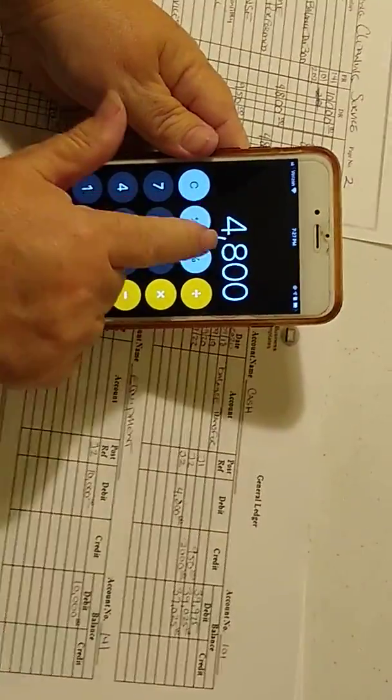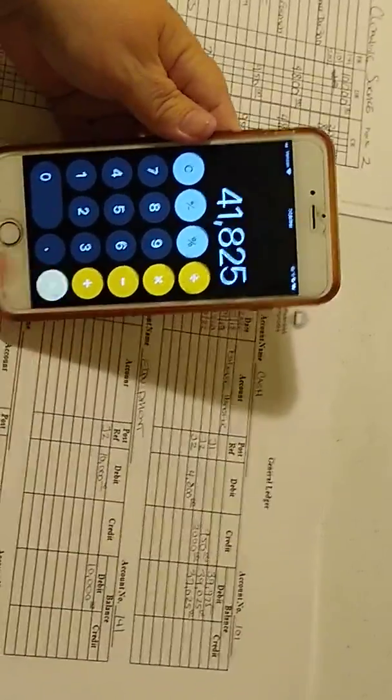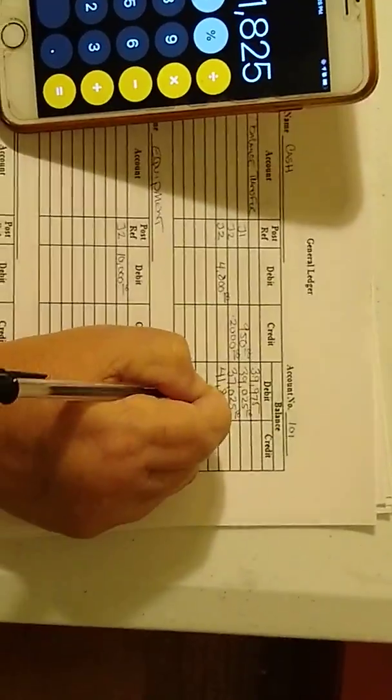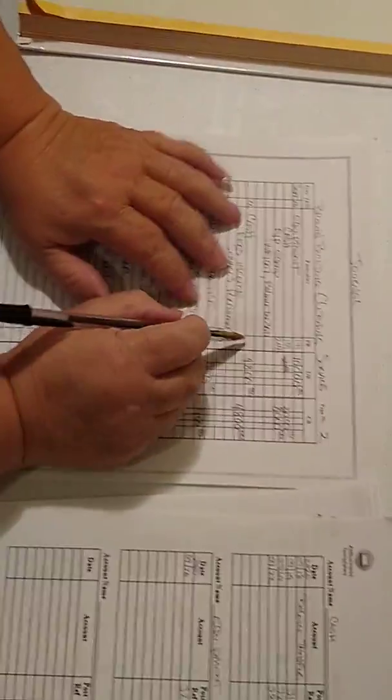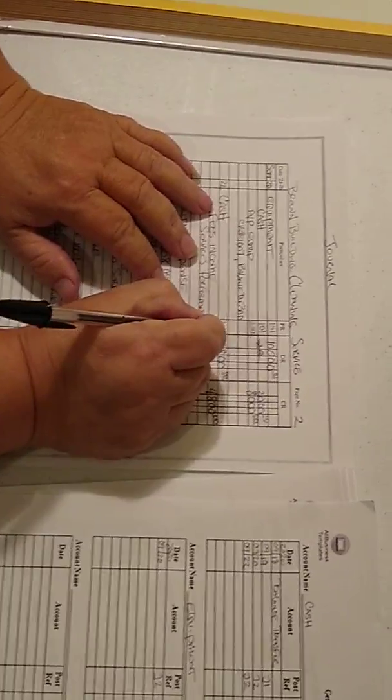So what are we going to do with our balance? Are we going to add this or subtract it to our balance? If you said add, you said it correct. So I already have the balance here on my screen. Plus 4,800 equals. So your balance should be $41,825. And then go over here to cash 101.